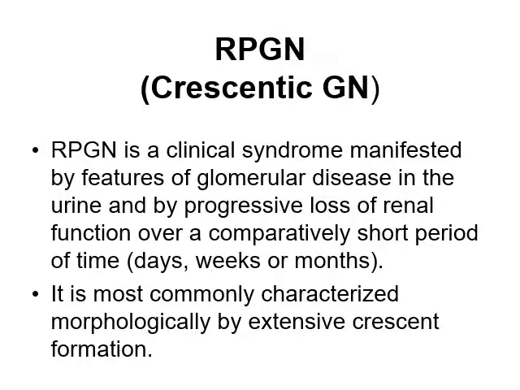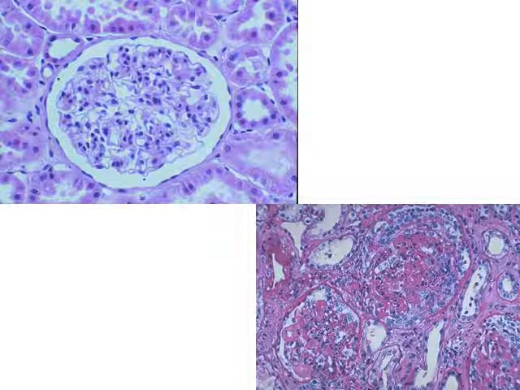Again, the second name is crescentic glomerulonephritis. This is the same pathology but with a different name. Why are we sometimes calling this topic crescentic? Crescentic because the pathognomonic feature of this disease in pathology is the crescent. What is the story of the crescent?